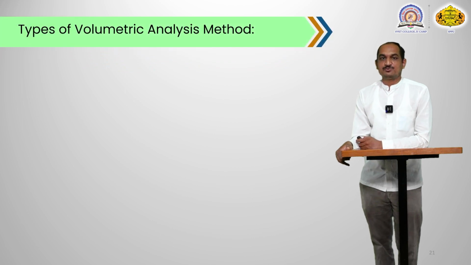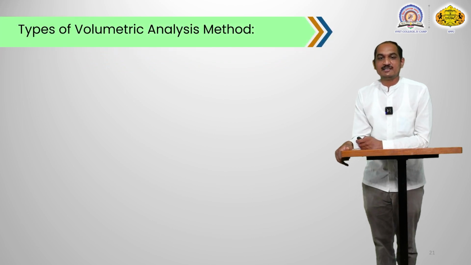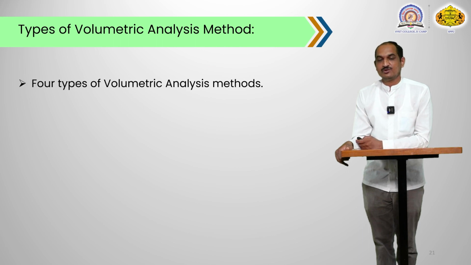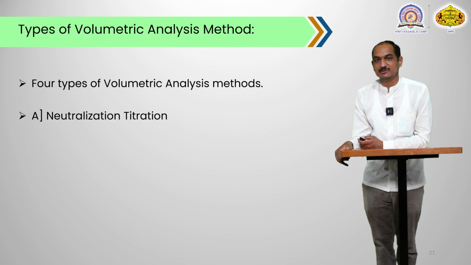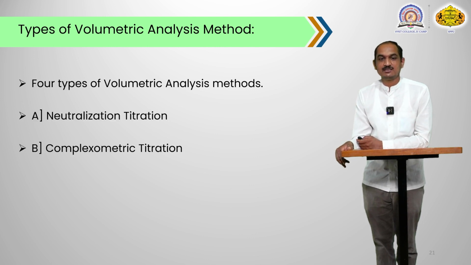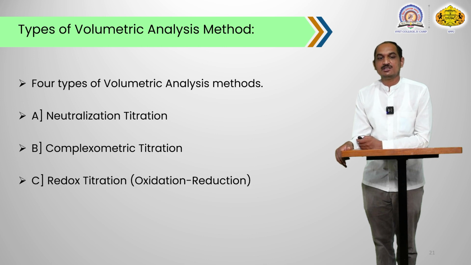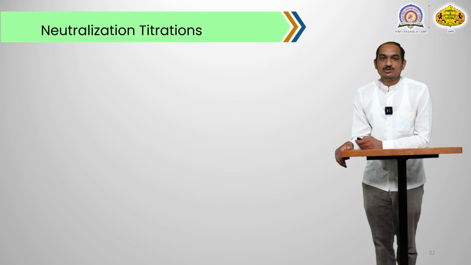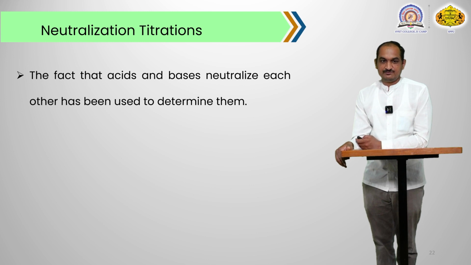The next important point of today's session is the types of volumetric analysis methods. We know that there are 4 types of volumetric analysis method. The first type is the neutralization titration. Second is the complexometric titration. Third is the redox titration. And the fourth type is the precipitation titration. So in today's session, we discuss the first type, neutralization titration.